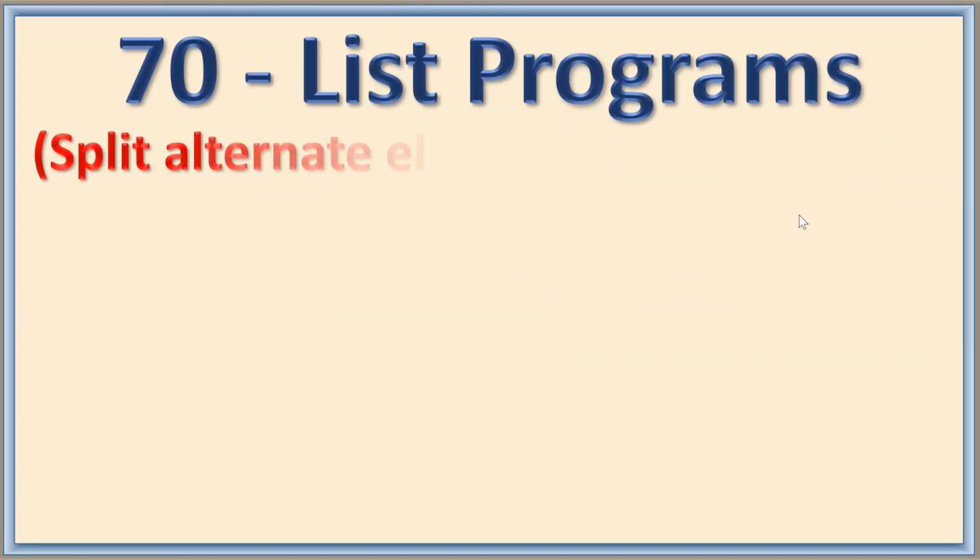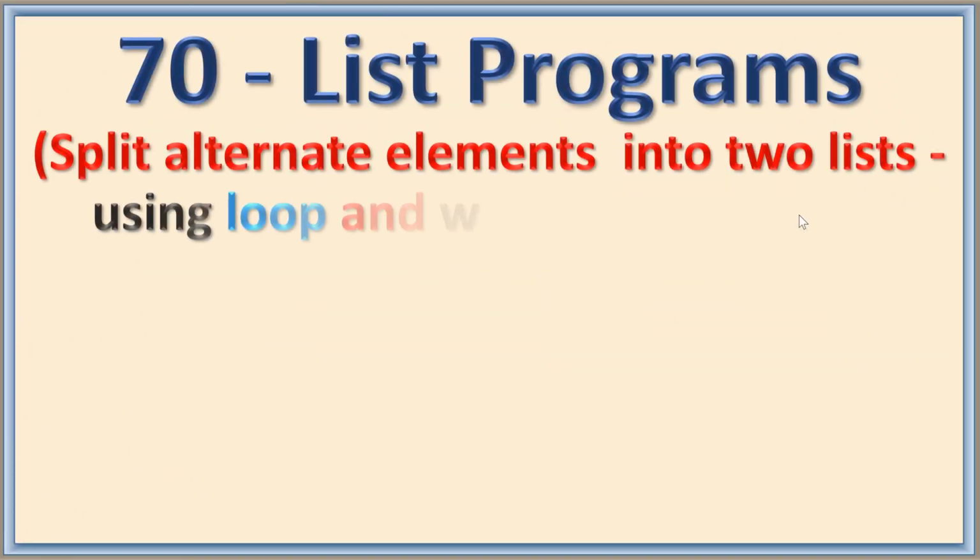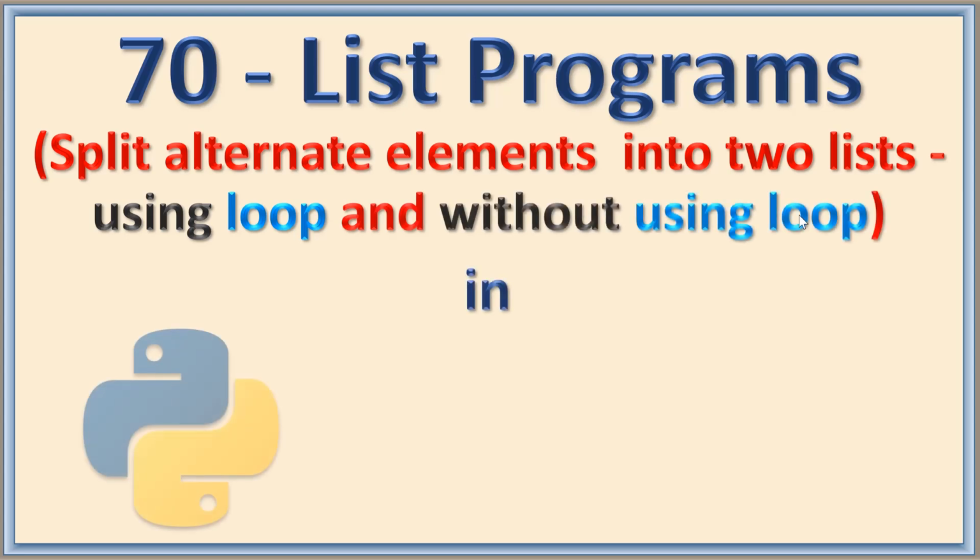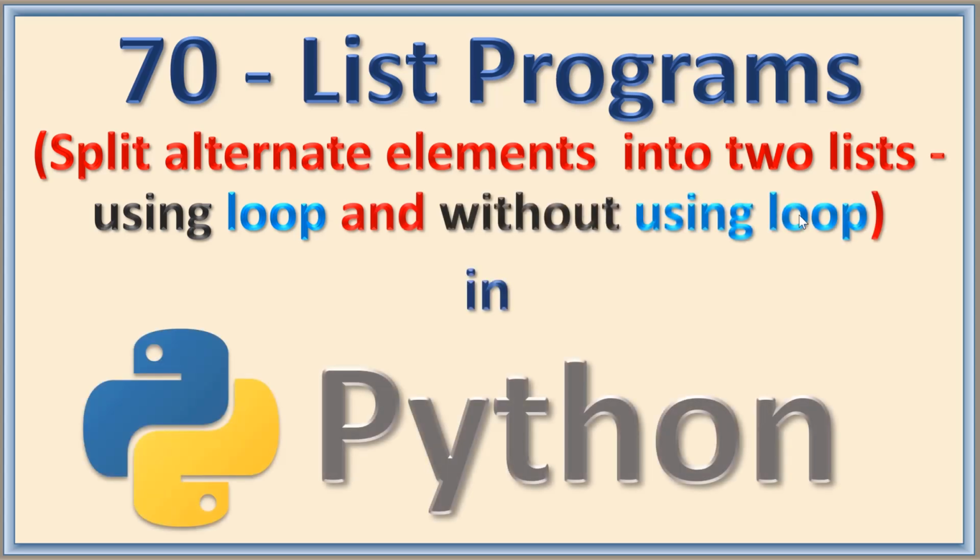In this class we are going to create a list program which will split alternate elements into two different lists. This can be done even without using loop. So we will see both the ways, using loop and without using loop. Let us go to Python.